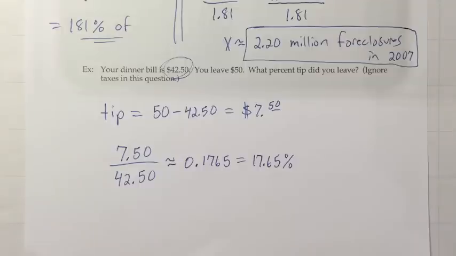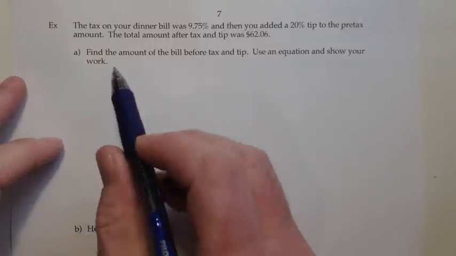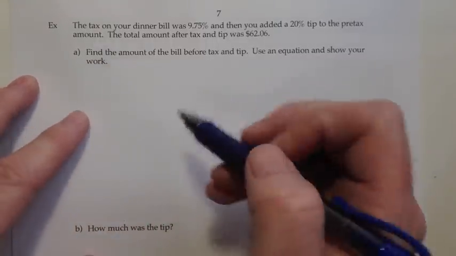All right. The tax on your dinner bill was 9.75%, and then you added a 20% tip to the pre-tax amount. The total amount after tax and tip was $62.06. Find the amount of the bill before tax and tip and use an equation and show your work. So what I'm going to start off with is looking at what they want me to find.